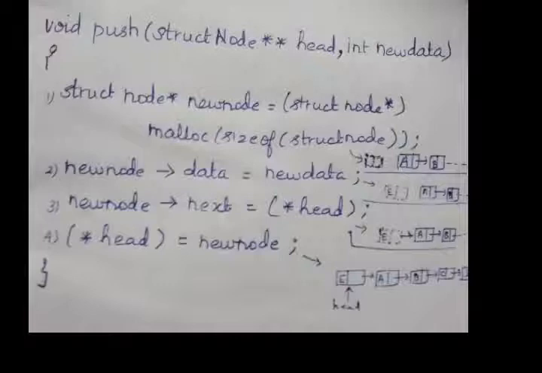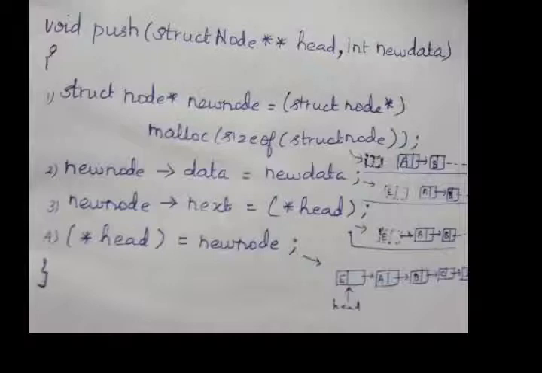Here, void push means I am going to insert a node. So what are the parameters I have to pass here? Head pointer and new data. Why have I passed these parameters? Because A is the head pointer now, and I am going to insert a new node E before A. I have to make E the head pointer. For that only, I am passing the head pointer and new data as parameters in the function.